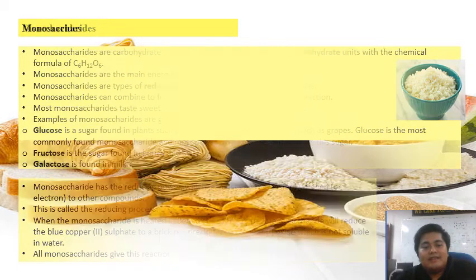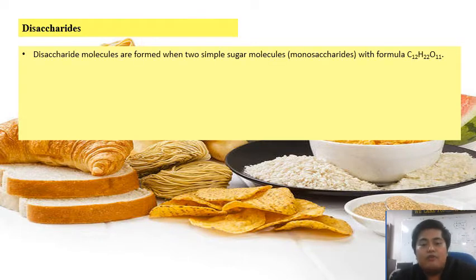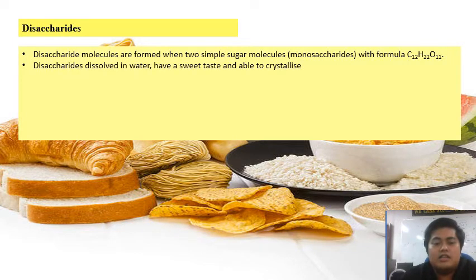Next, kita akan tengok disaccharide. Kalau mono cakap pasal satu, di cakap pasal dua. So disaccharide are formed when two simple sugar molecule of monosaccharide combine, with the formula of C12H22O11. Kenapa pula H ni tadi 22? Bukannya macam tadi. Kita check balik. So disaccharide dissolved in water, have a sweet taste and also able to crystallize. Macam siapa? Macam kita punya monosaccharide tadi.